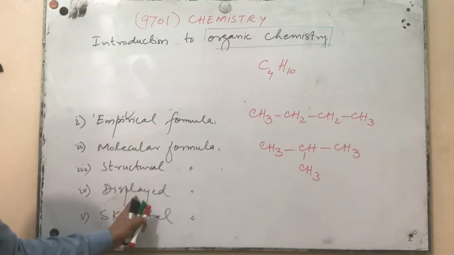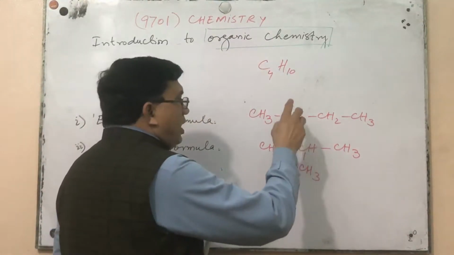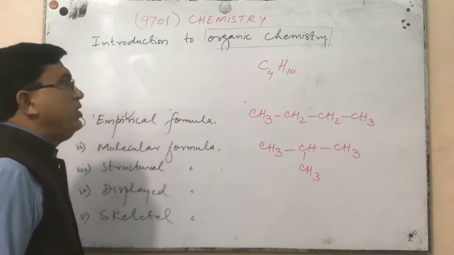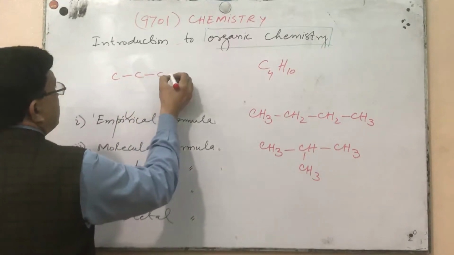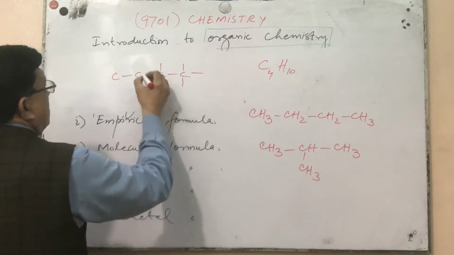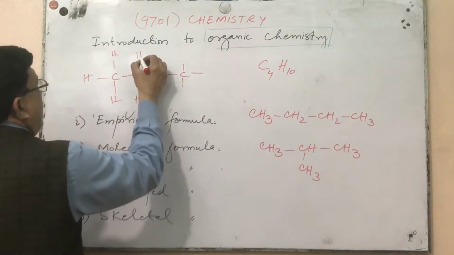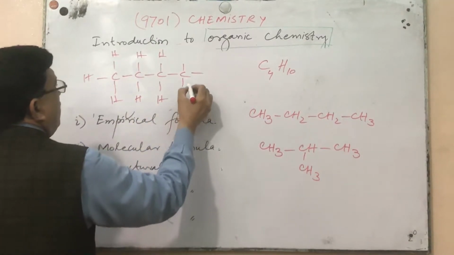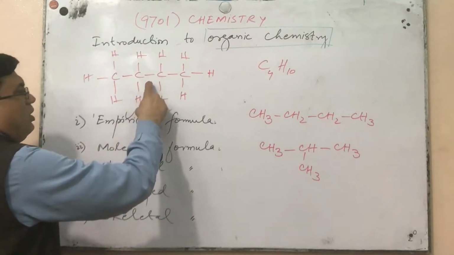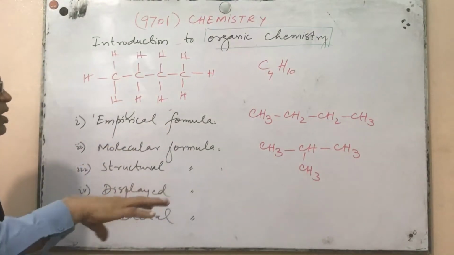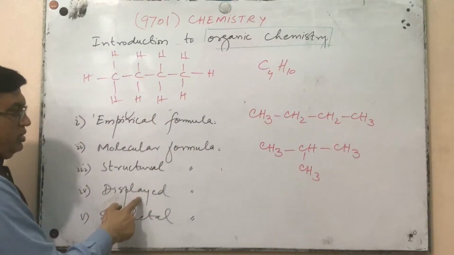Now, next is displayed formulas. For example, if I have to represent the displayed formula of butane, definitely I will show all the bonds present in the butane and I will represent all atoms separately in the bonded form. Each bond will be represented separately. That's why such a formula which represents all types of bonds separately is called a displayed formula.